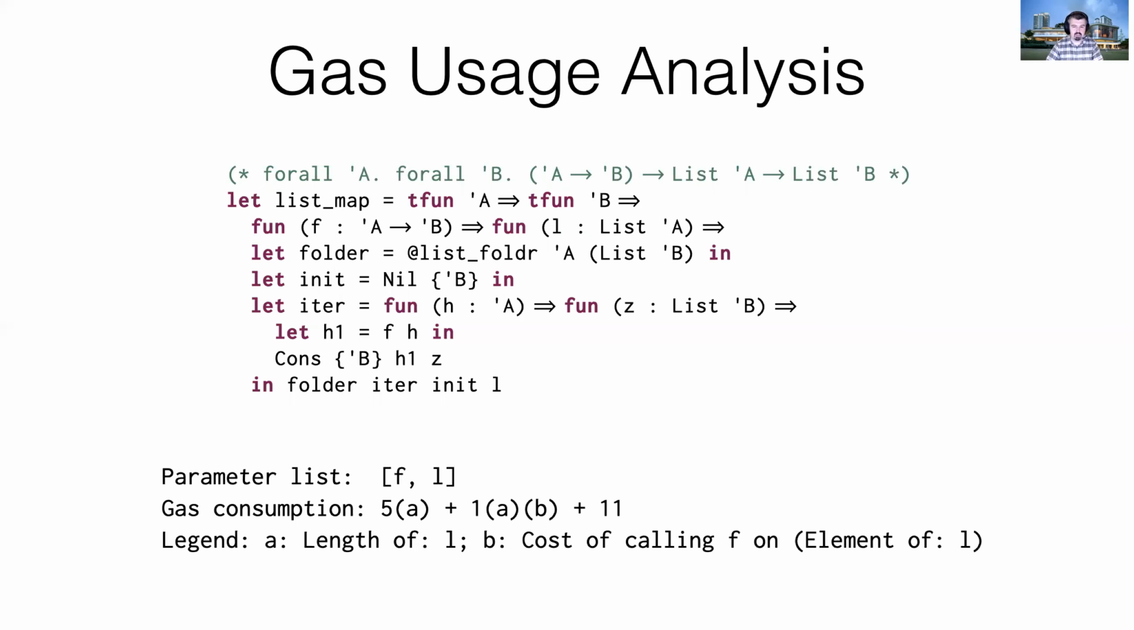So we run our analysis, and we can see that the gas consumption of this function is going to be, well, okay, this polynomial: 5 times a plus a times b plus 11. You might wonder, what are a and b? Well, the analysis also gives you a legend. So a is the length of the list, and b is the cost of calling the function, the first argument, on the list. So altogether, the worst case complexity, which you can figure out from here, is proportional to the length of the list. And this is something that a first year good computer science undergrad would infer just by reading these functions, but now the computer does that for us. Will the computer be able to match the intelligence?